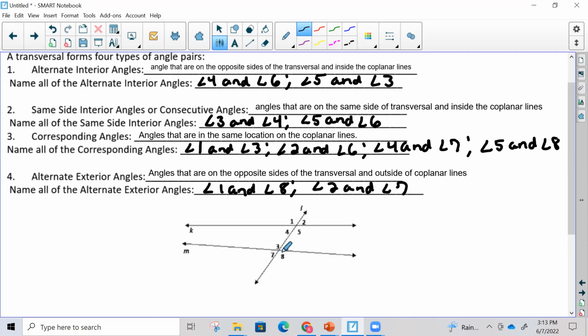Okay, so those are the angle pairs. I'll do a few more videos of examples with them, and we'll practice them in class as well.